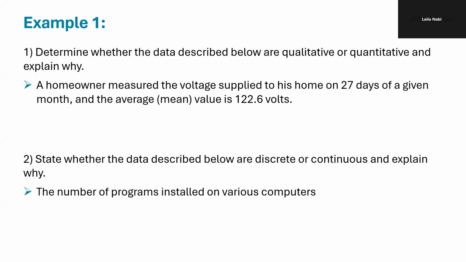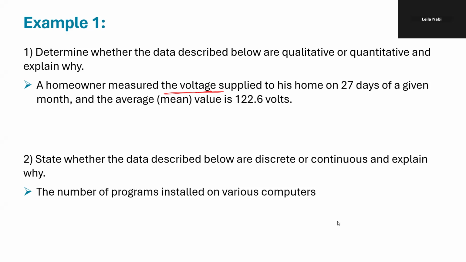Let's look at some examples. It says determine whether each of these data are qualitative or quantitative. If it's a number, we say quantitative. If it's not a number, we say qualitative. A homeowner measured the voltage supplied to his home on 27 days of a given month, and the average value is 122.6 volts. Okay, they measured the voltage. Voltage is a number. When we have a number, that means it's quantitative.